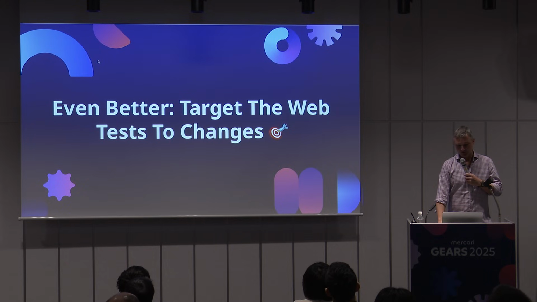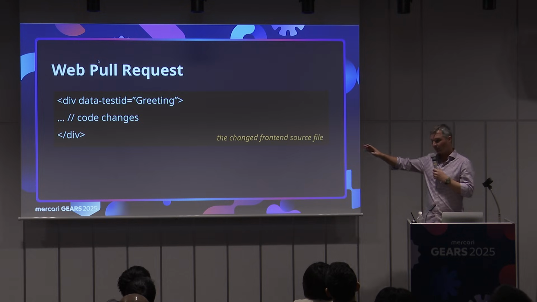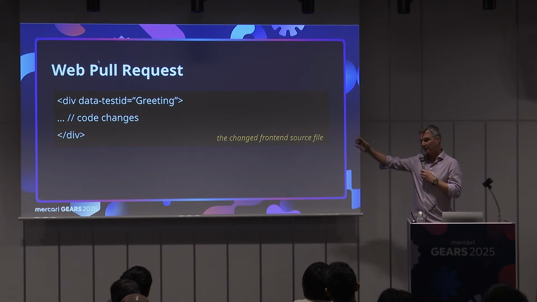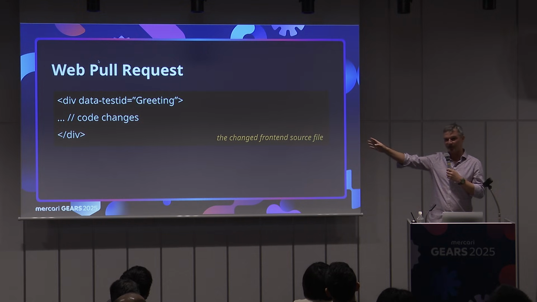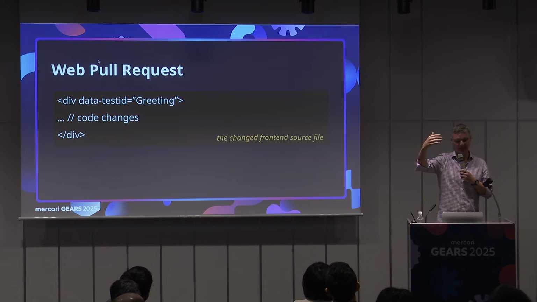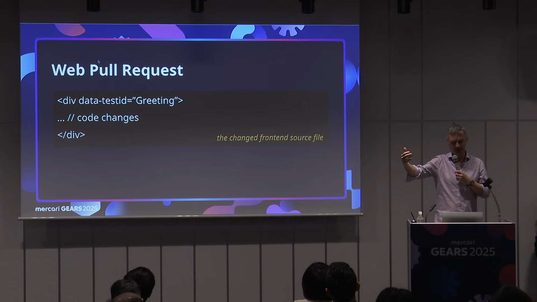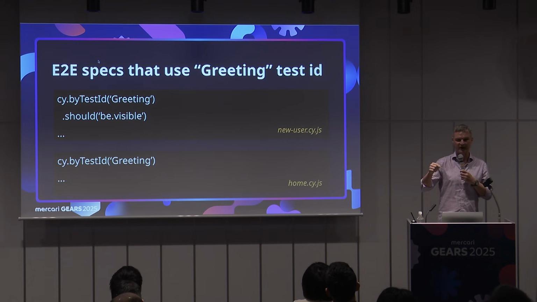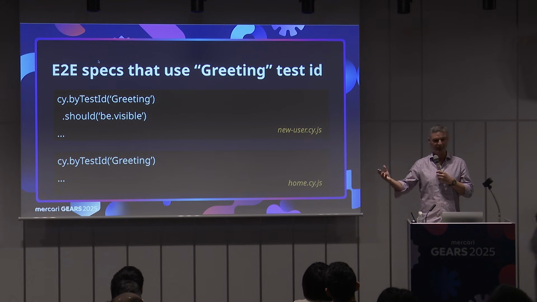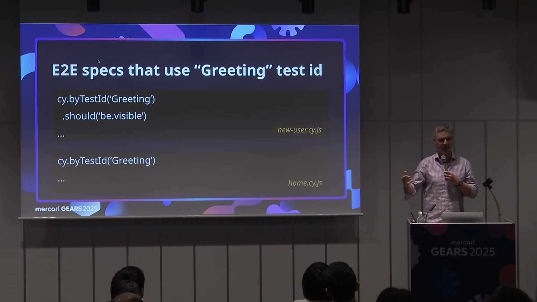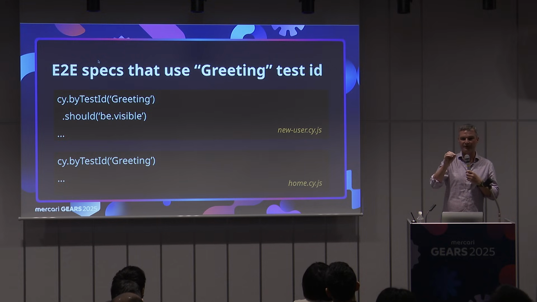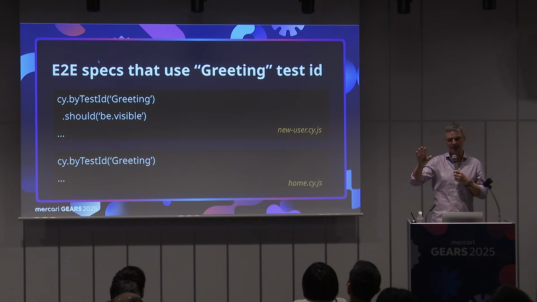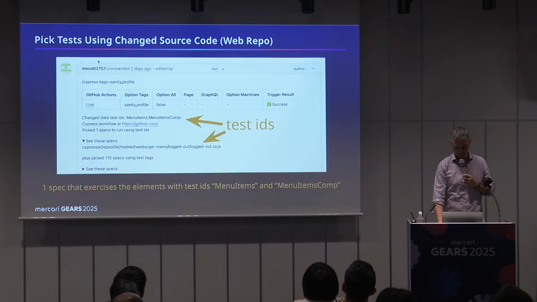Even better, we allow you to specifically pick tests based on your code changes. Again, because we use data test IDs for picking tests, if a user modifies a file and this source file has an element with data test ID greeting, what we can do is automatically find all the spec files and all the tests that use that test ID. And that allows you to focus and run the tests specific to the pages you just modified. It's crude, but it works, and it's very fast.